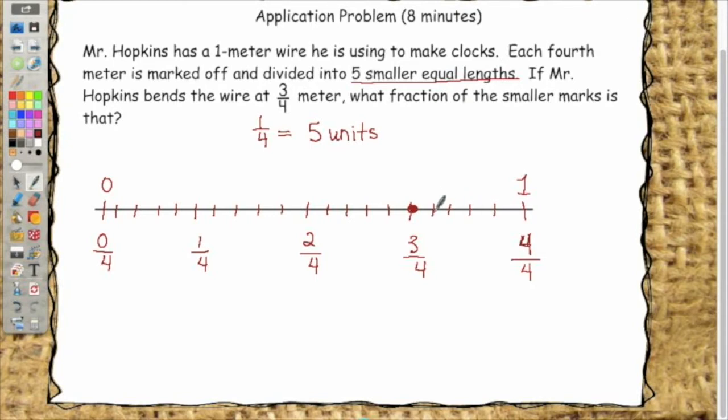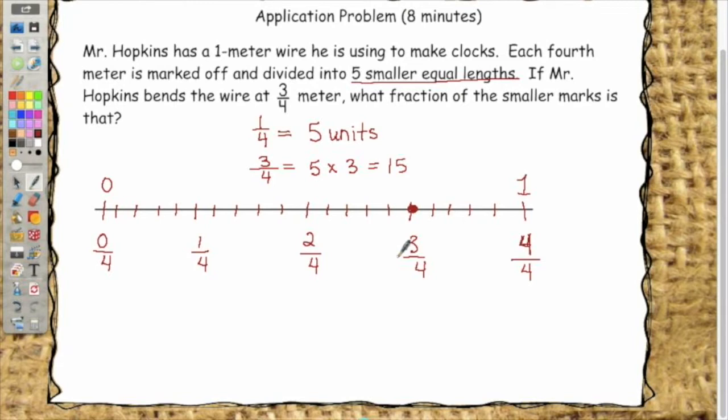Okay, so the question is asking what fraction of the smaller marks is 3/4 of a meter? Now we know that 3/4 would be 5 times 3, correct? So 3/4 would be 15, right? But the denominator cannot be 4, because there's 5 units. The numerator's too big. Well, we can still have a numerator that's higher than a denominator and it makes a whole number. But is 3/4 a whole number? No. So Lexi's right. You can't have a numerator larger than the denominator unless it's a whole number. And we're still below the number 1.